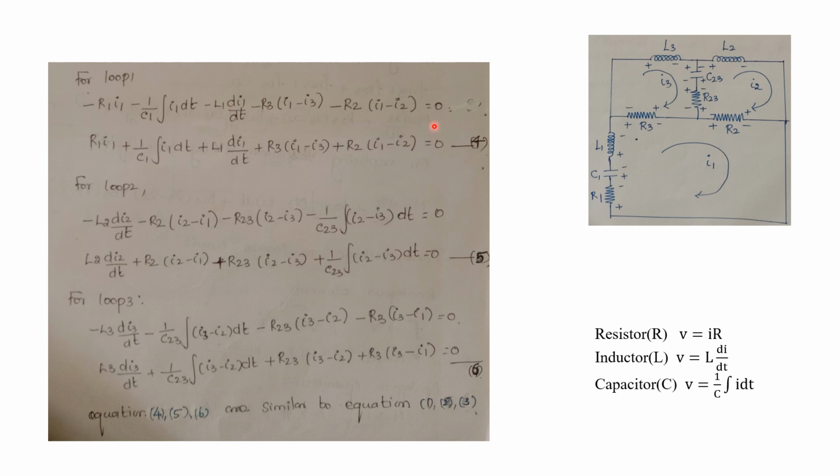Now there is another element called R2. What about the voltage drop across R2? Plus to minus, it will be minus R2 into, here there will be two currents, similar to R3. So we have to write the difference in currents, I1 minus I2, because we are writing the equation for loop 1, so the loop 1 current should come first. In this way we can complete this equation. There are no other elements hereafter, so we can write this is equal to 0.